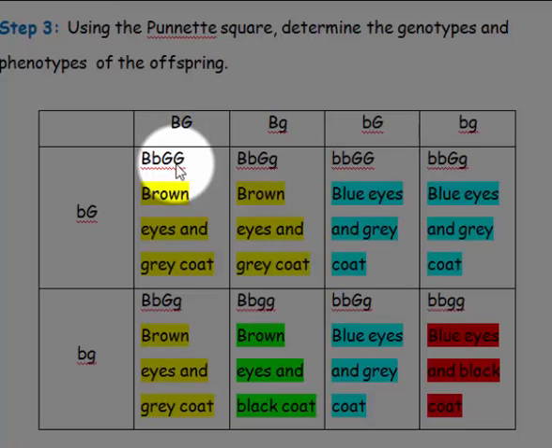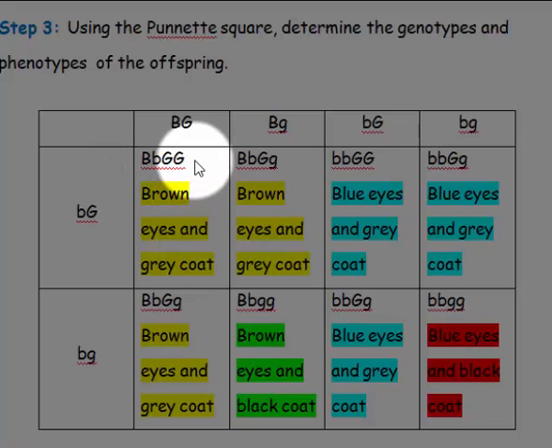Now, from the genotype, we can determine the phenotype. We need to remember that brown eyes is dominant to blue eyes and gray coat is dominant to black coat. So whenever a wolf has a capital B, it will have brown eyes, and whenever it has a capital G, it will have gray coat.